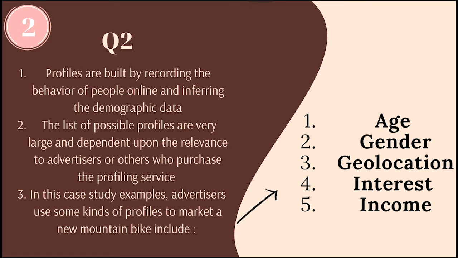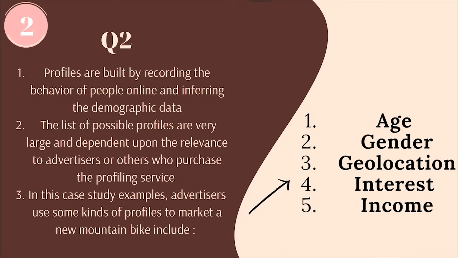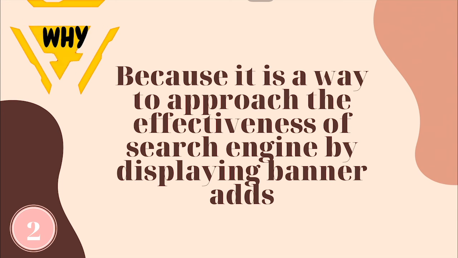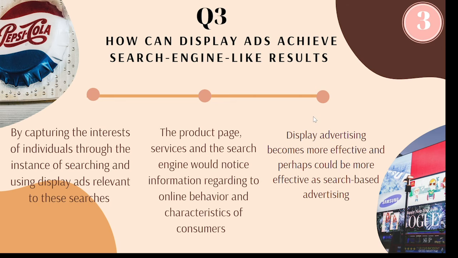In this case study example, advertisers use some different kinds of profiles to market a new mountain bike, and it includes age, gender, geolocation, interest, or income. But why is this profile relevant to online display advertising? Because it is a way they approach the effectiveness of search engines by displaying advertising, banner advertisings. Okay, so let's move on to the third question.